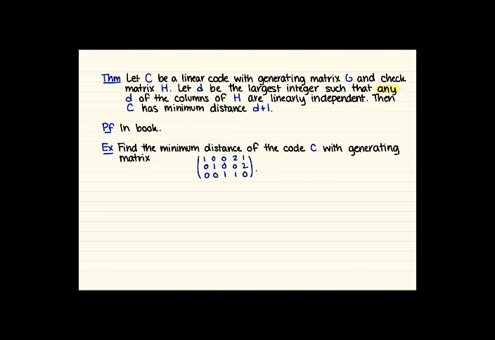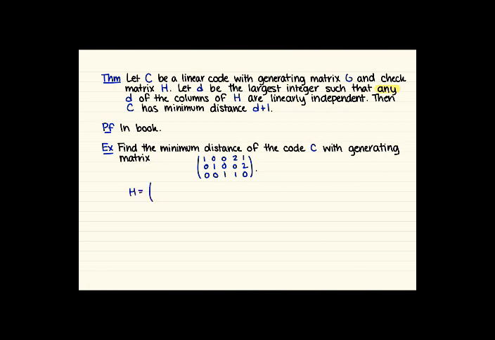That's without doing any computation of listing all the code words and trying to find the distances between all of them. This makes things a lot easier, where we can just read it off of the check matrix and avoid a lot of extra computation. So remember our check matrix that we found on the previous slide.